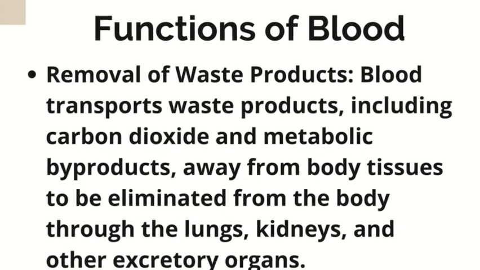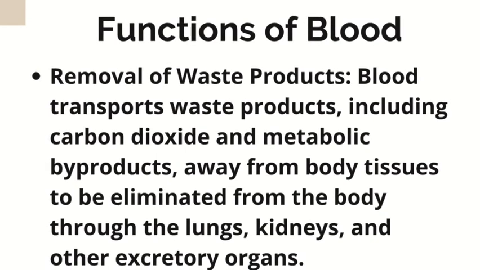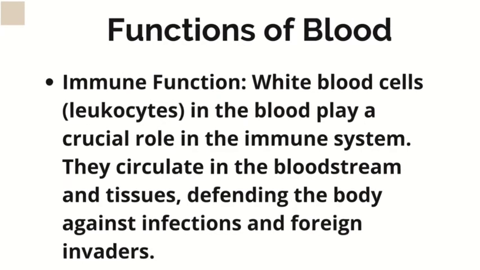The blood removes waste products including carbon dioxide and metabolic byproducts. As said earlier, it removes them away from body tissues to be eliminated, to be taken away from the body through the lungs, the kidneys and other excretory organs. One of the most crucial waste products removed by the blood is carbon dioxide.